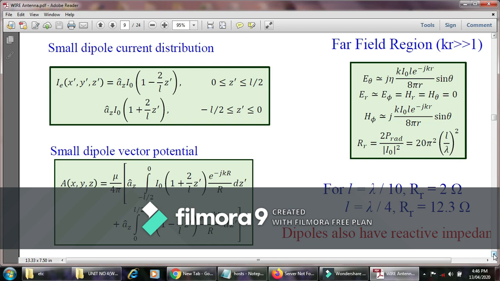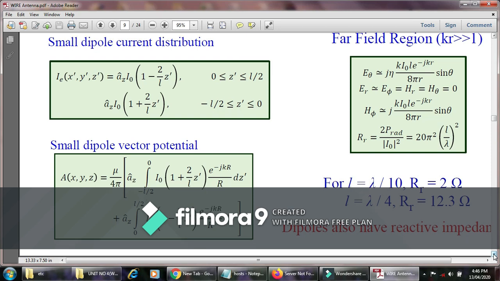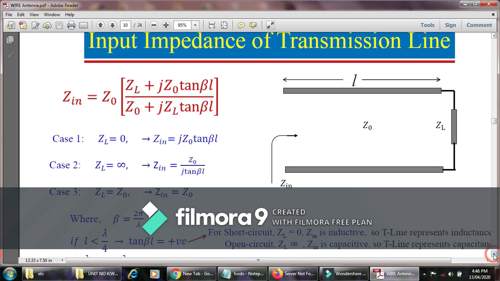On the left hand side, two derivations are given: one is the small dipole current distribution and the next is the small dipole vector potential. Basically these two derivations are found according to Maxwell's equations, as well as basic electromagnetic theory, and the dipole has a reactive impedance. After that, next we find the input impedance of the transmission line.